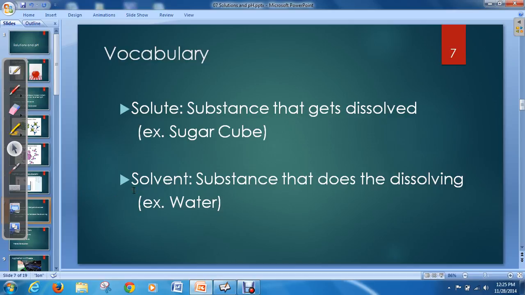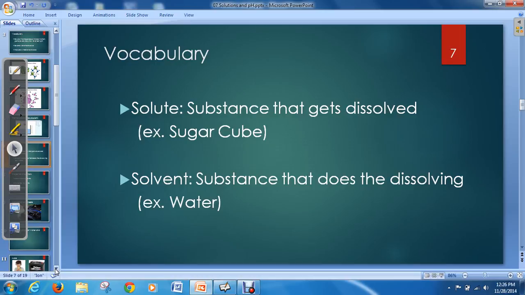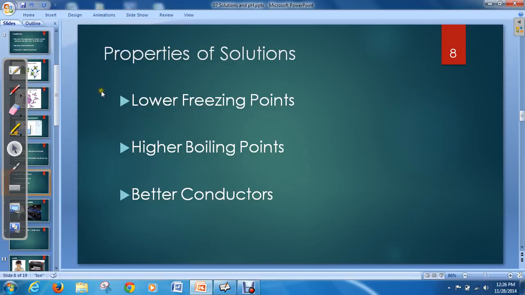Okay, so just keep that in mind. And again, a lot of vocabulary terms, but it's good to know because we use these words a lot in everyday vocabulary. So we want to make sure we understand what these things mean. Okay, but let's look at some of the properties of solutions. One interesting property of a solution is that it has a lower freezing point than normal.